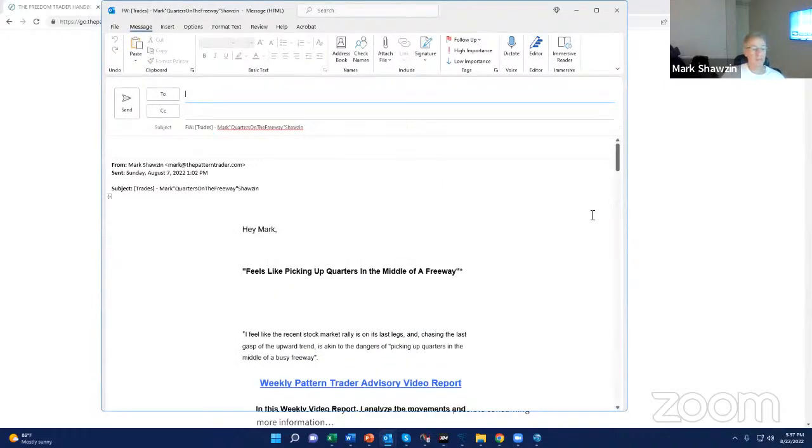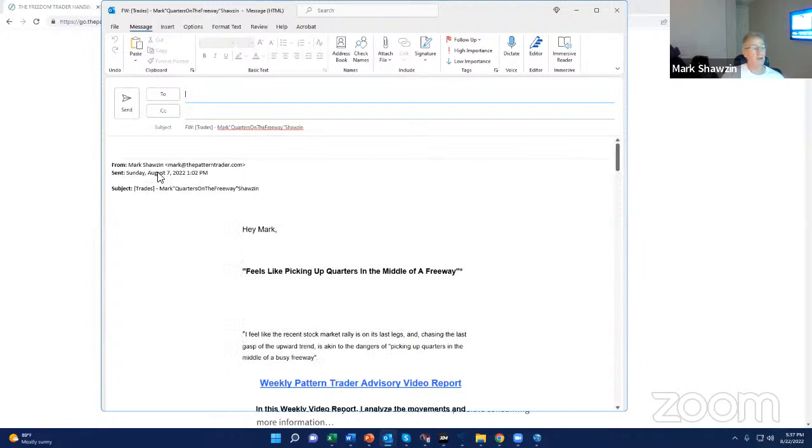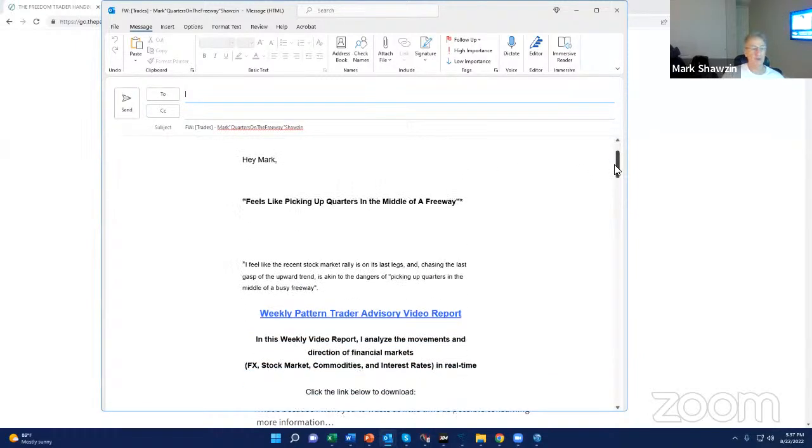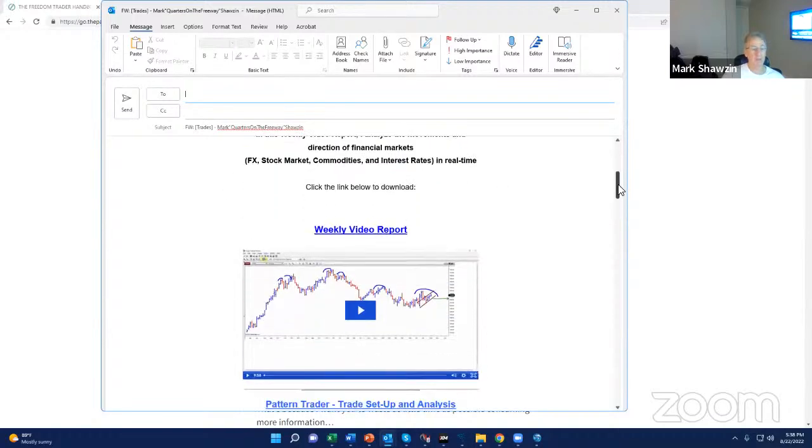So a couple of weeks ago, in the middle of this rally, this was August 7th, when this rally was getting going strong, the headline in my email was, it feels like picking up quarters in the middle of the freeway. What I meant was, I feel like the recent stock market rally is on its last legs, and chasing the last gasp of the upward trend is akin to the dangers of picking up a quarter in the middle of a busy freeway.